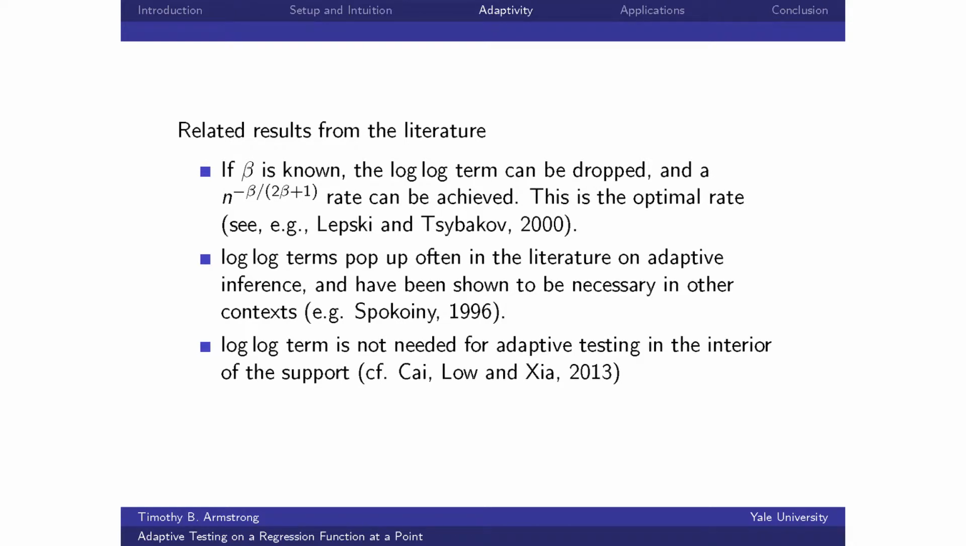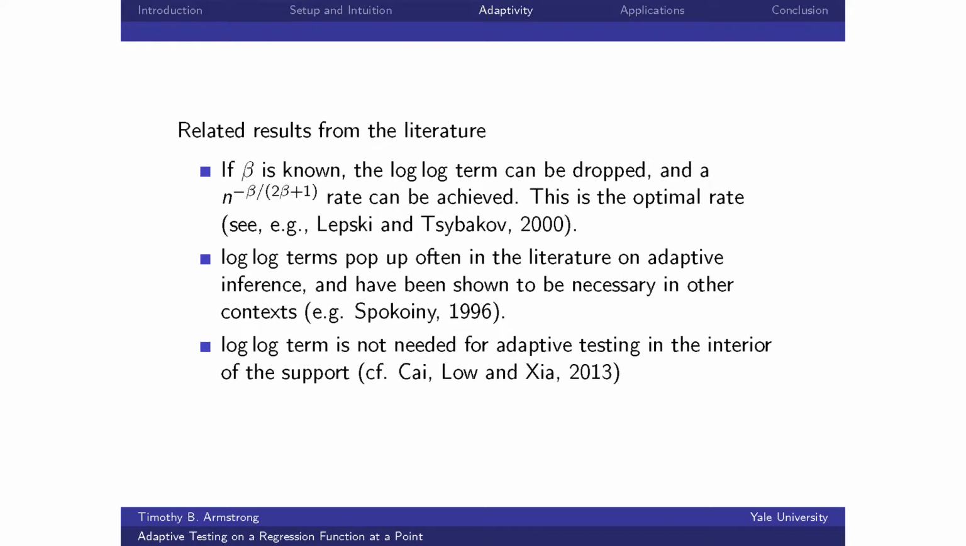These log n terms pop up in other cases in the literature where we have adaptive inference and testing problems. In fact, the argument that I just mentioned is new for this problem, but it's been noticed and proven in other settings that you actually need this log n term. I think Spokoiny 1996, which is, I think, for testing in the Lp norm or something like that, is the first reference that I'm aware of.